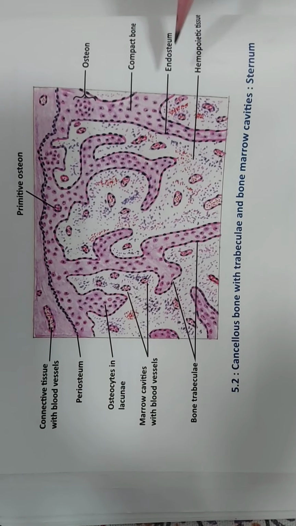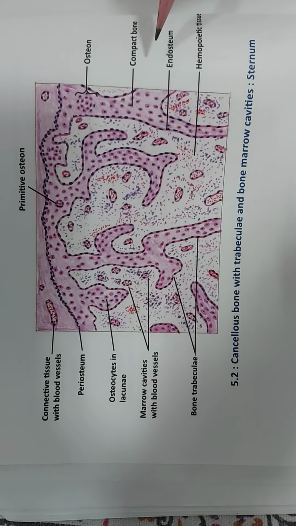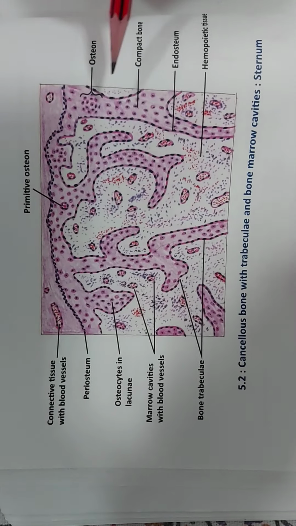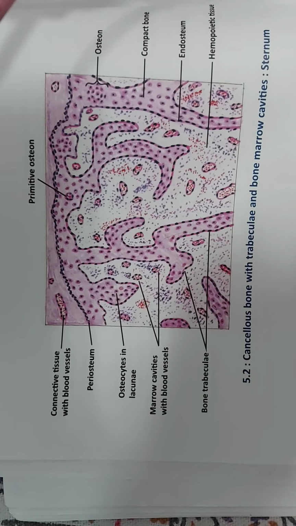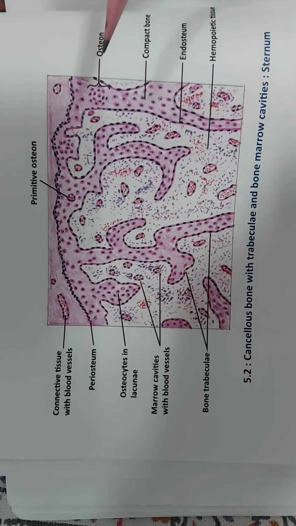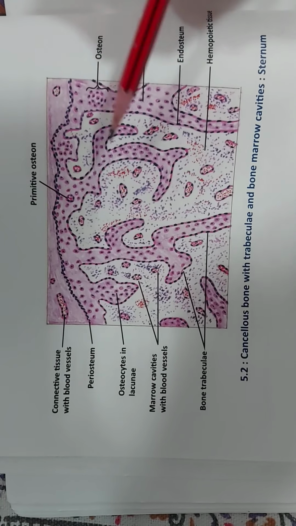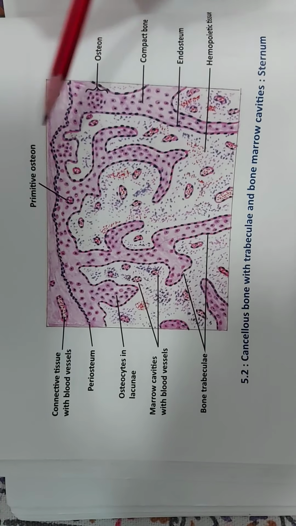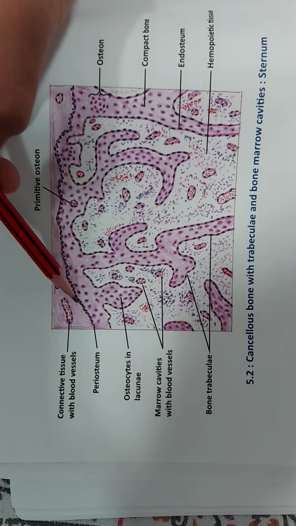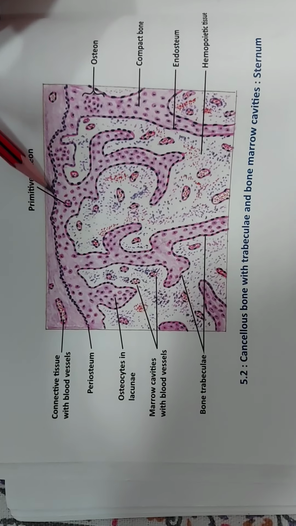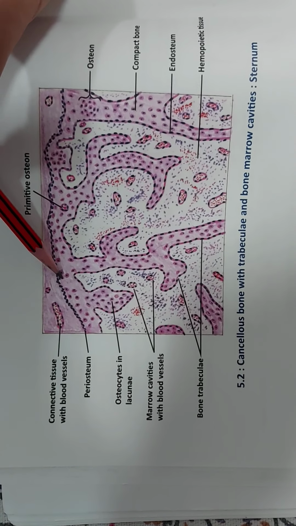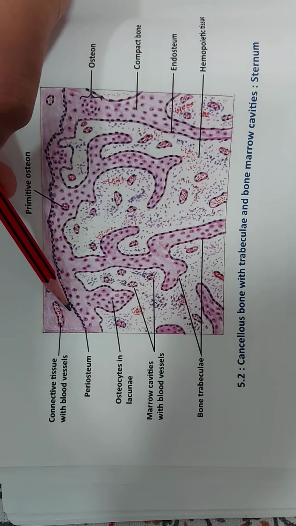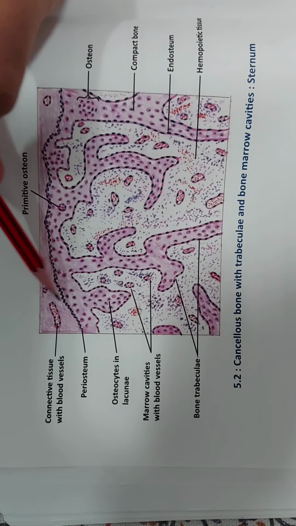Now the next slide is of spongy bone or cancellous bone. The spongy bone is present at the epiphysis of the long bone, and all the short bones, flat bones, and irregular bones are also made up of spongy bone. In the spongy bone, here we are seeing the periosteum, which is the outer covering of the bone. The periosteum has two layers, an outer fibrous and an inner cellular layer.